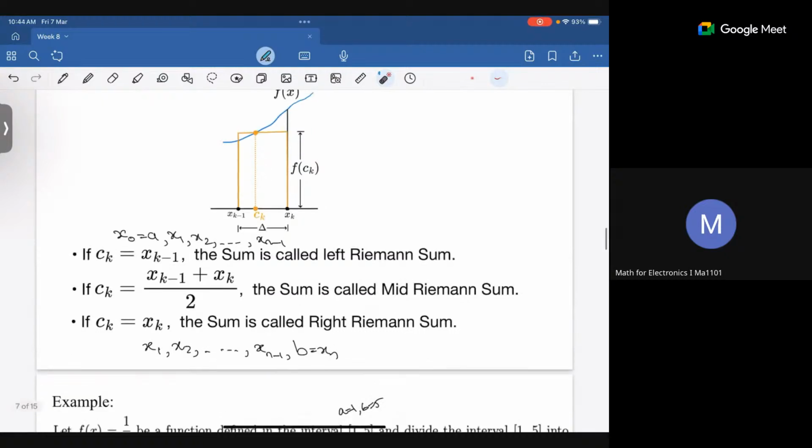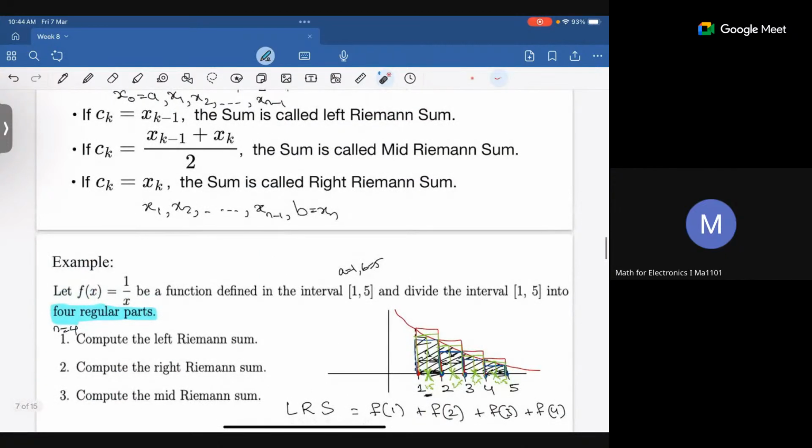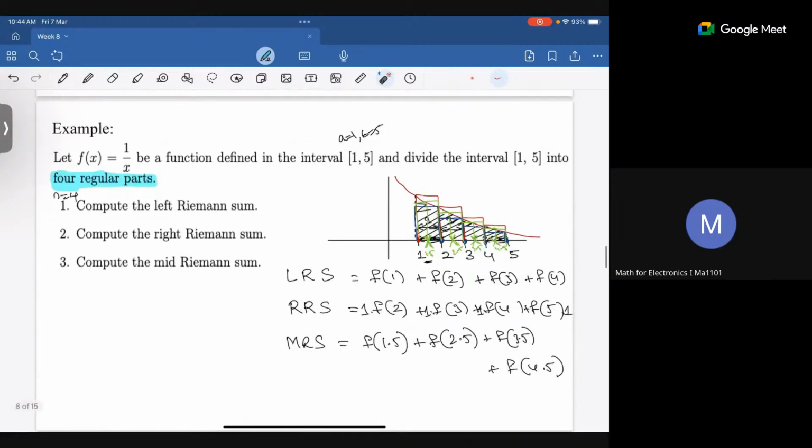So if you ask me, CK can be random. It can be any point. But for special cases, these are the 3 special points which we can choose for CKs. And mostly from the problem point of view, we will choose these special points only. We will either ask you to compute the left Riemann sum or right Riemann sum or mid Riemann sum. But one thing is, if you divide this into n equal parts and you tend n to infinity, all these 3 sums will converge to the exact area.